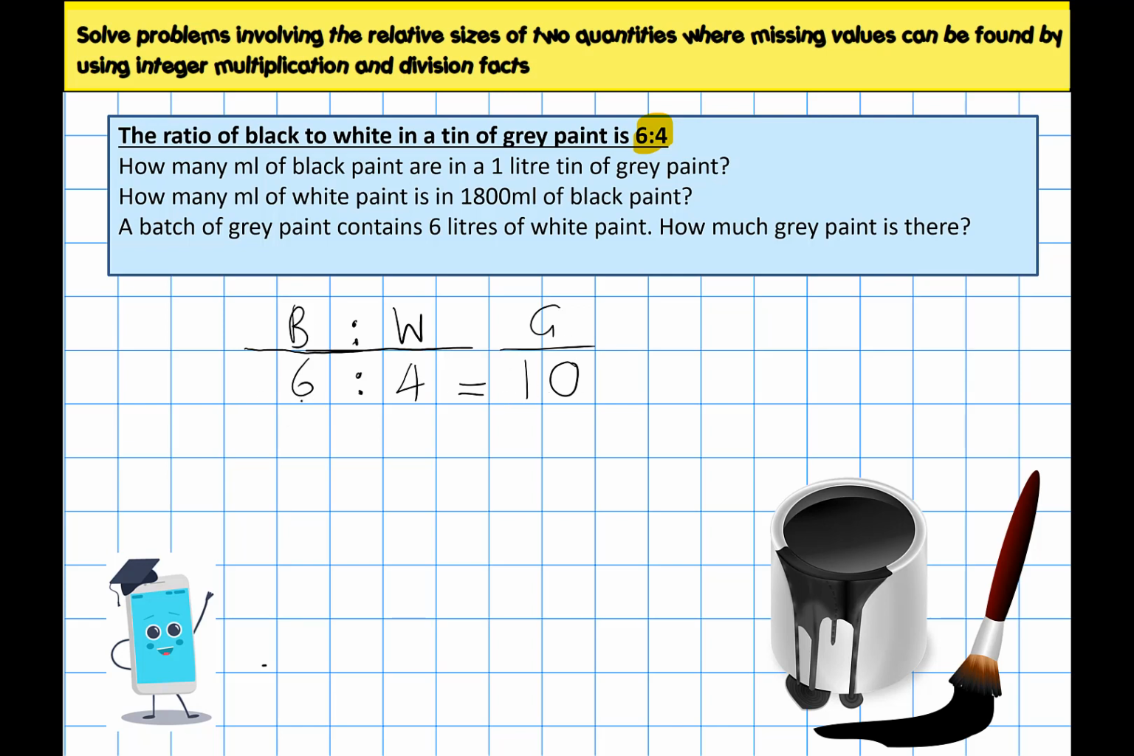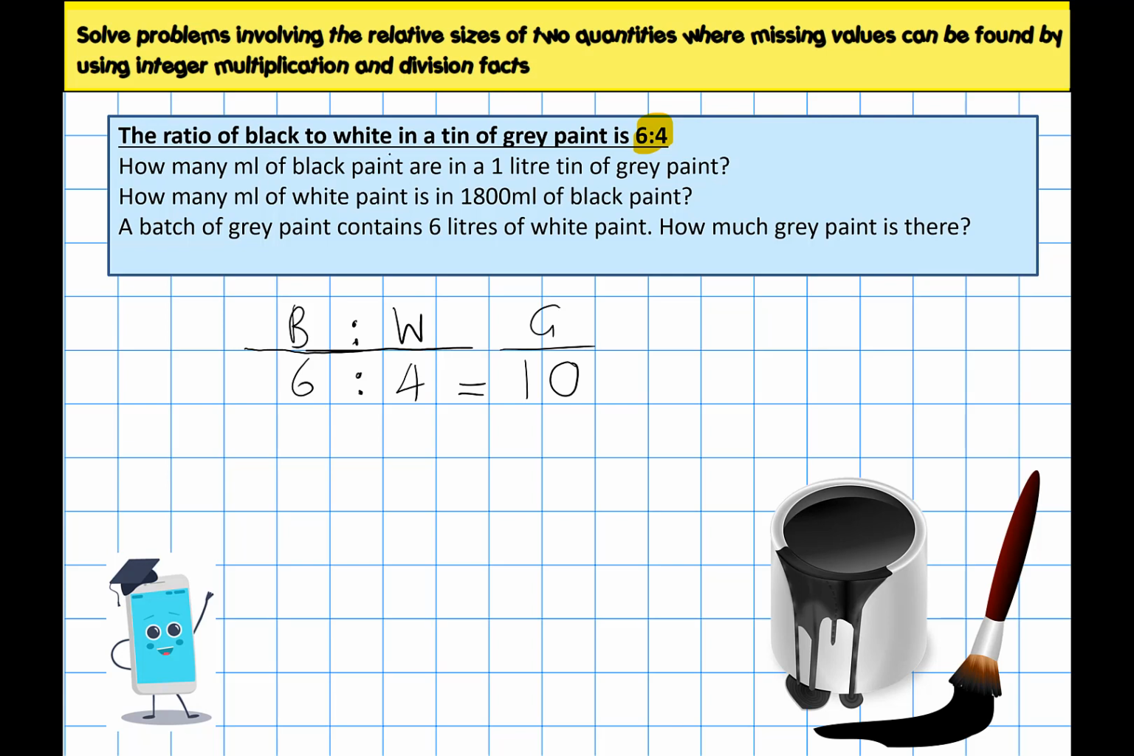So if I had 6, let's say for example these units are millilitres. If I have 6 millilitres of black and 4 millilitres of white, I will have altogether 10 millilitres of grey. Or if I had 6 litres of black, 4 litres of white, I would have 10 litres of grey, because these are both mixed together in the same tin.